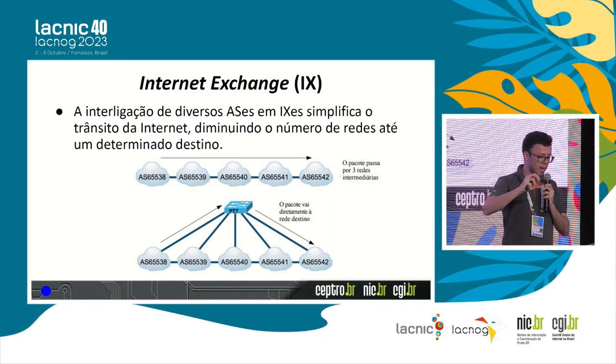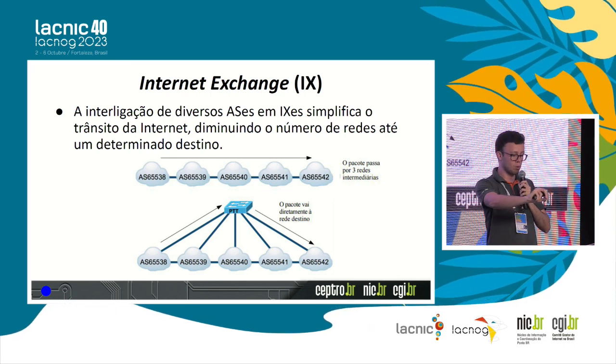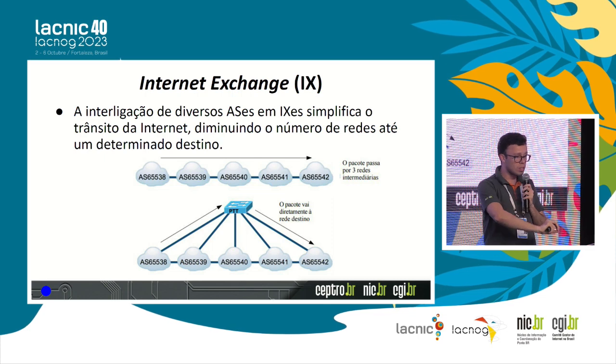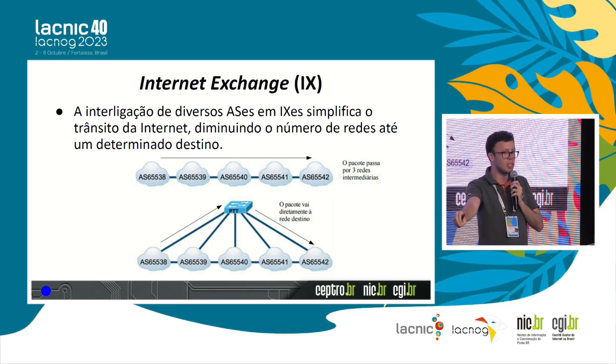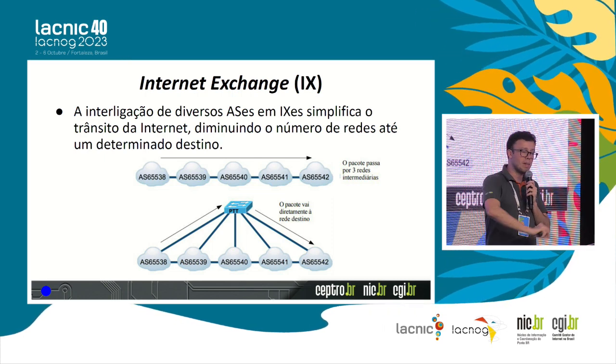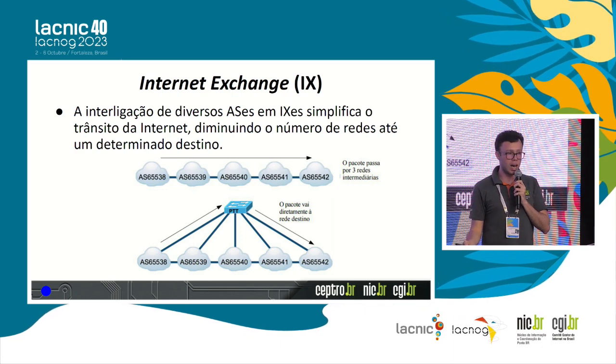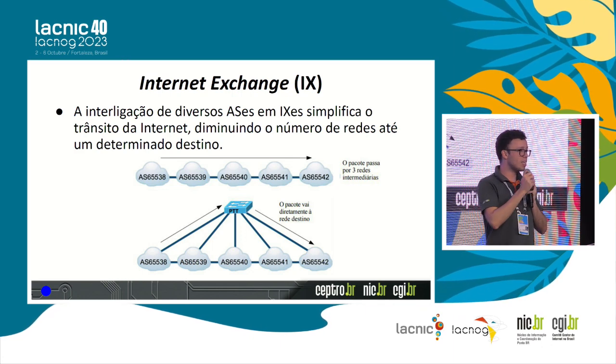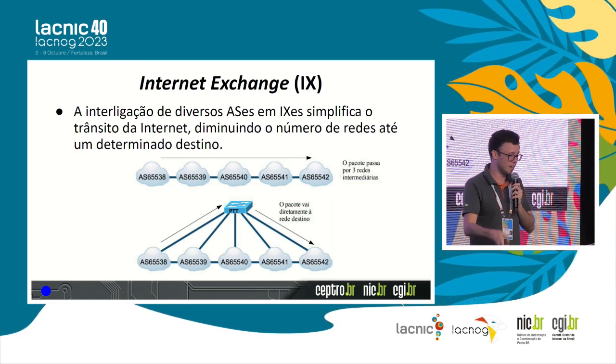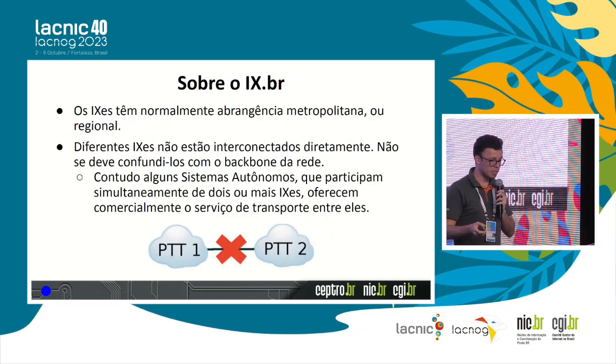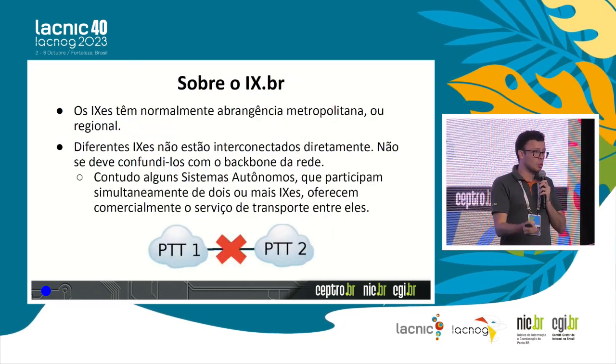When we have a traffic exchange point where all the ASs are connected to that point, then AS38 can send packets directly to AS42 without the need of going through an intermediary network. This is good, and this is what we try to do.